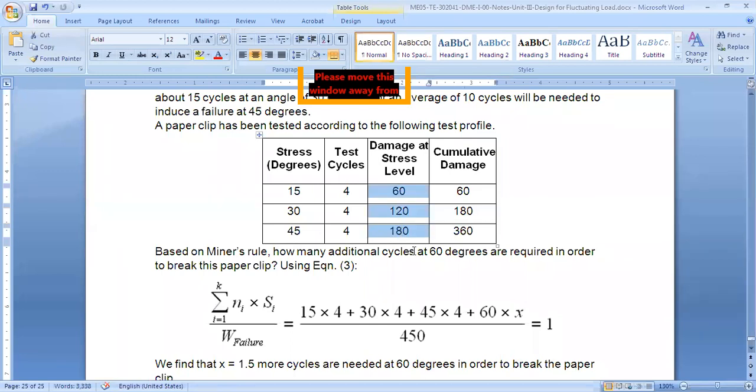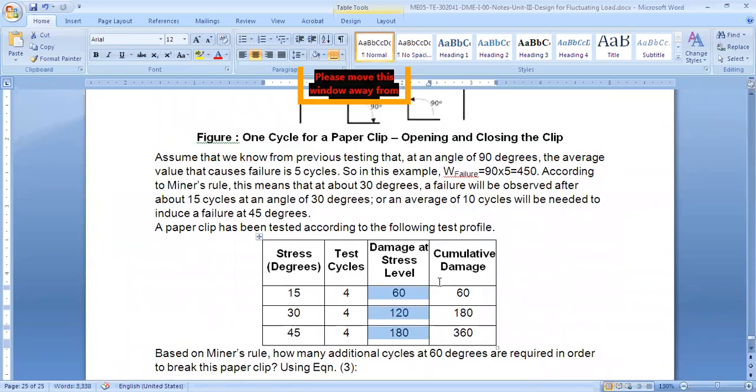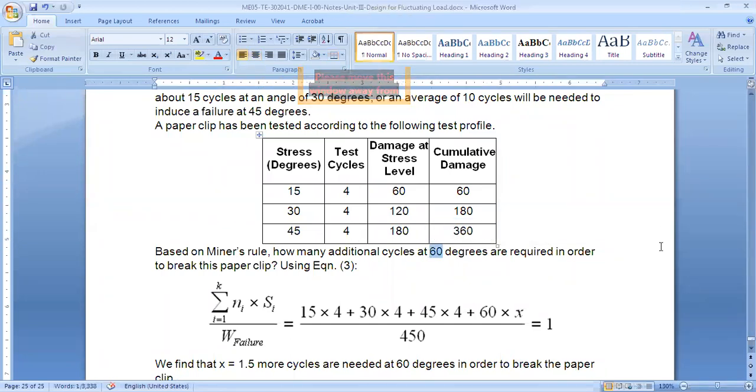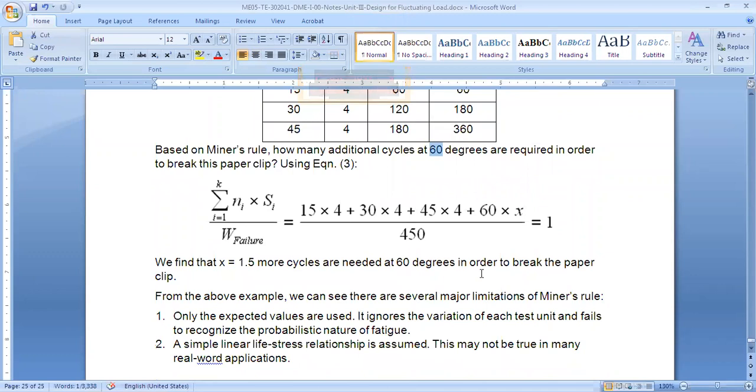How much is remaining out of 450? 450 minus 360, 90 is remaining. So the next turn is 60 degrees. How many times do I have to do it? 60 and 30, so one and a half. Right? So from here we will get the equation for the Miner's rule.